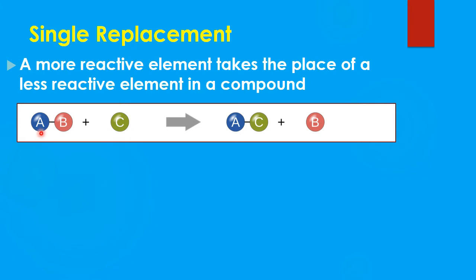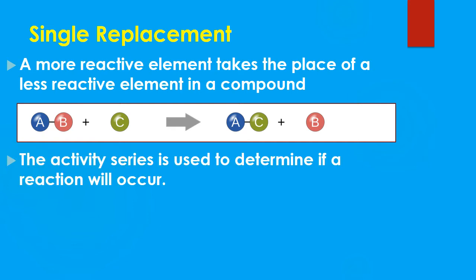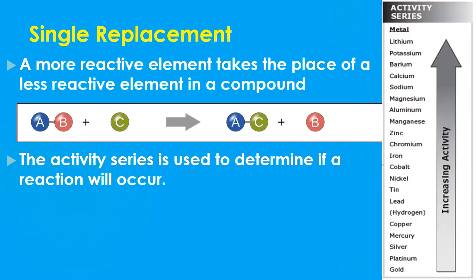So here we have a compound between A and B, and C is that element that is trying to take the place of B. The only way C can replace B is that C has to be more reactive than B. How can we tell if it's more reactive than B? We look at what is called the activity series, and the activity series will help us determine if that reaction will occur. This is what your activity series would look like for your metals.